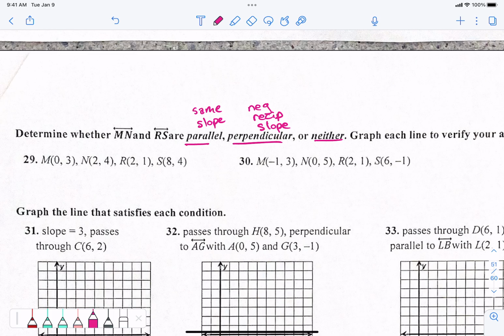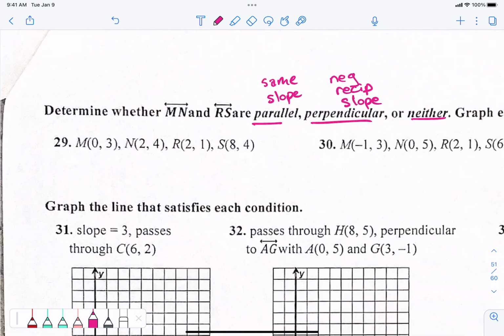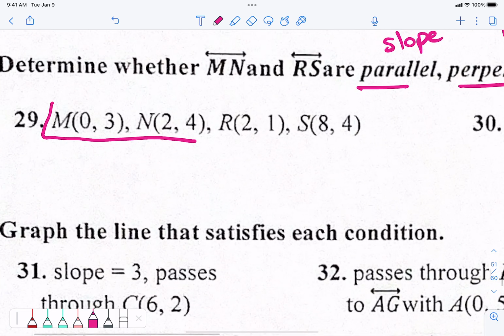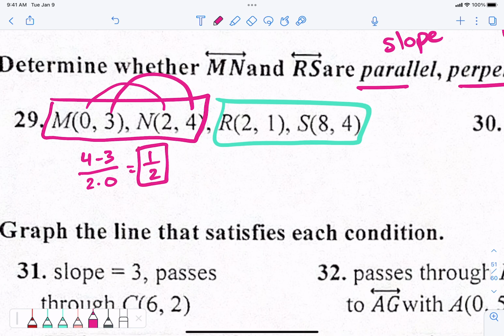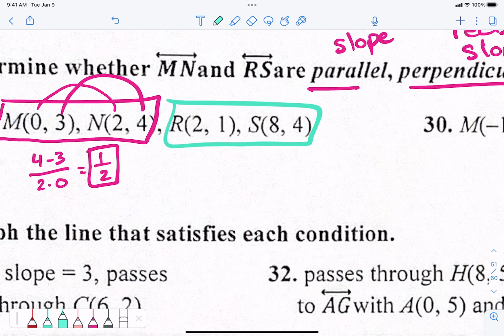Okay. Parallel, perpendicular, or neither. So let's look at slopes. N and M go together, and R and S go together. So let's find the slope of NM. Y2 minus Y1 over X2 minus X1. So 4 minus 3 is 1, over 2 minus 0 is 2. So that is 1 over 2, which is 1/2. Okay? All right, this one: 4 minus 1 is 3, over 8 minus 2.